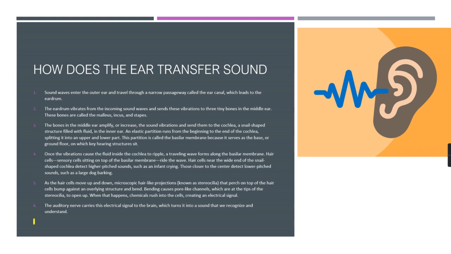So the auditory nerve carries the electrical signal to the brain, which turns it into sound that we can recognize and understand. So that's how we can hear by the sound transferring through our ears.